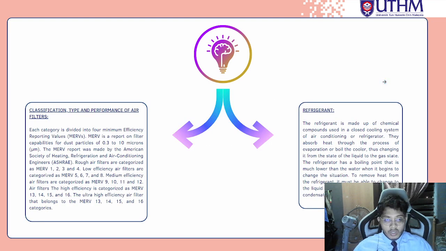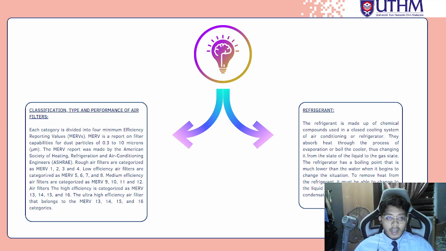Next, we go to classification, type and performance of air filters. Each category is divided into 4 minimum efficiency reporting values, which we call MERV. MERV is a report on filter capabilities for dust particles of 0.3 to 10 microns. The MERV report was made by the American Society of Heating, Refrigeration and Air Conditioning Engineers. We call it ASHRAE. Rough air filters are categorized as MERV 1, 2, 3 and 4.